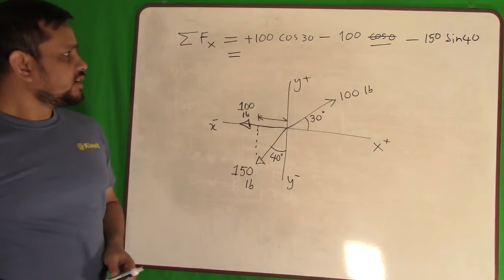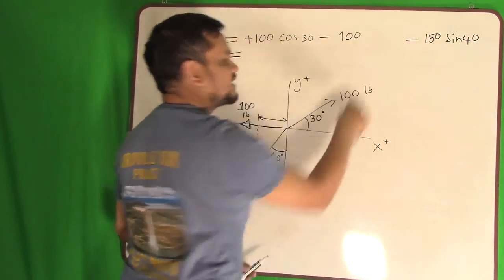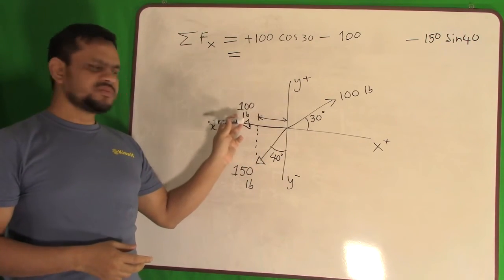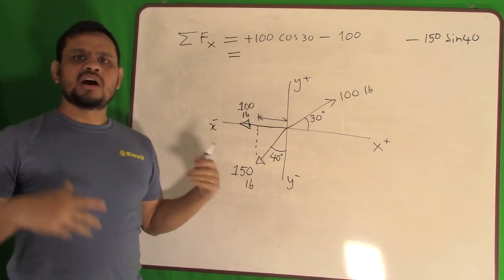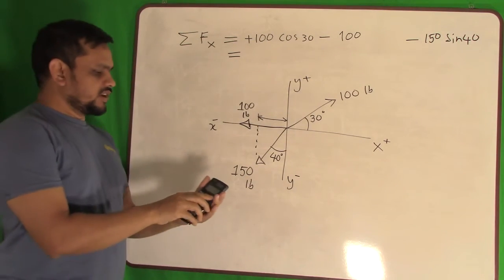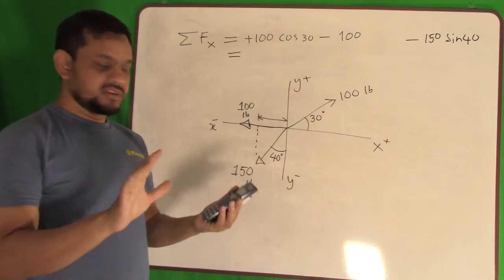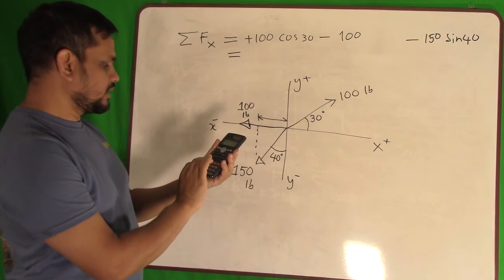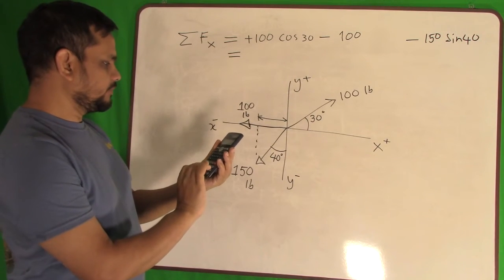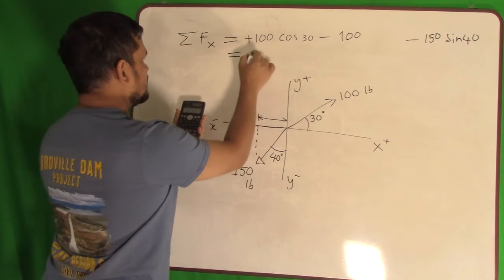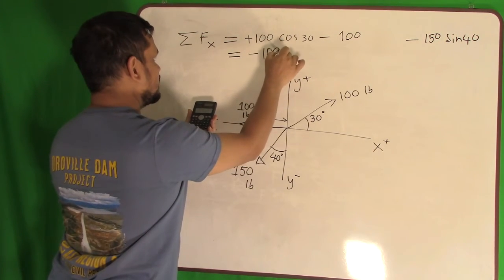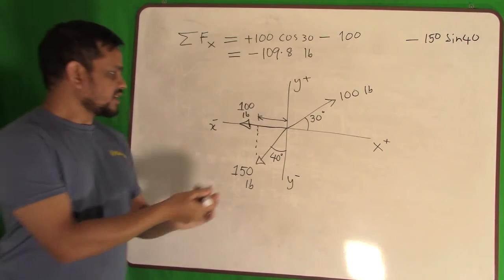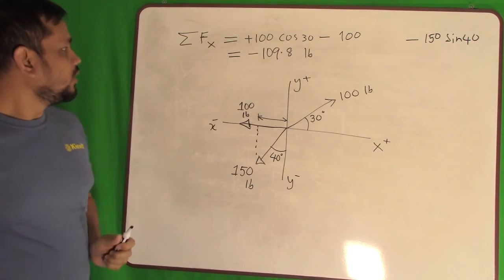No other force, only 3. So I can delete it, because that is actually 1. Cosine 0 means 1. This force is entirely working along this way. So I will consider the full force. Okay, so the calculation, I will do it very quickly. If there is any calculation mistake, please do not mind. So 100 cosine 30 minus 100 minus 150 sine 40. I got a minus 109.8 pound. Okay, so this sign is important. It means actually this way.